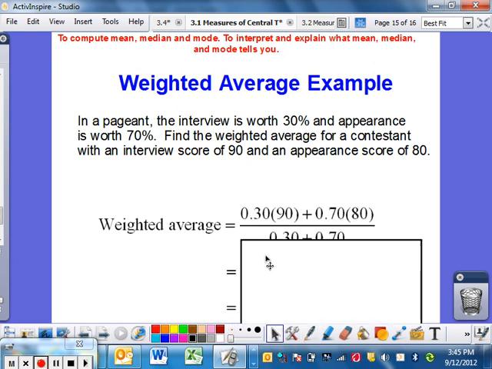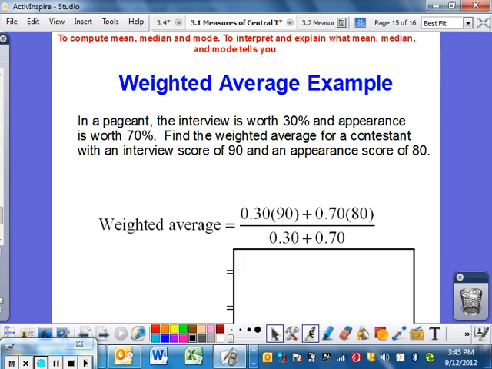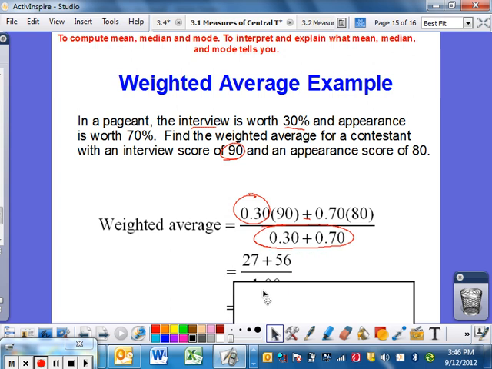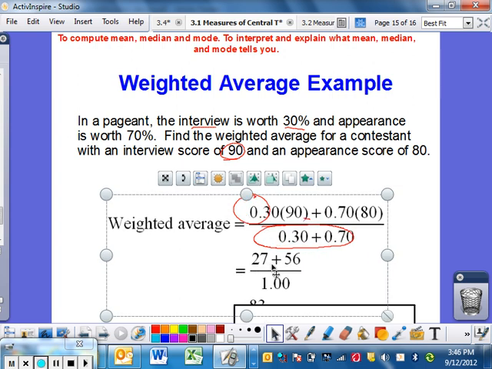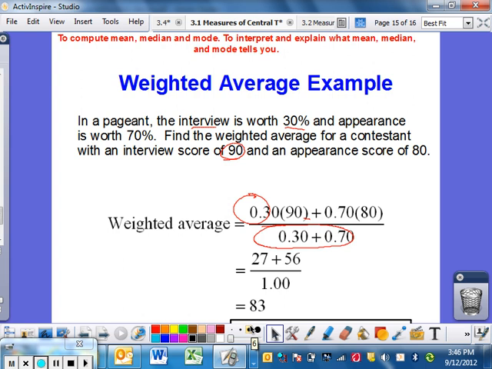So for the weighted average, you must take the percentage times the score in that category. So the interview is 30% times whatever their interview score is, 90, plus the 70% for their appearance score times 80, which is what they actually got. And on the bottom, this adds up the percentages that you've used in these categories. Most of the time it should add up to 100% because you've got to cover all of your bases, and then you multiply, add them together, and divide by 1. The contestant then gets a score of 83, and then you compare that to the other contestants. So that's an example for it.